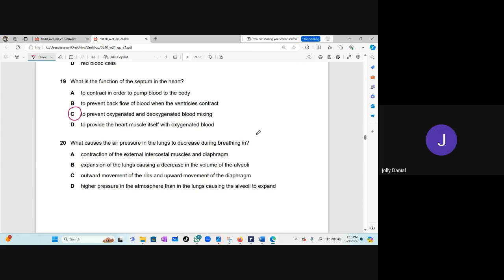A. Yes, I want you to pay attention to this question because we're talking about breathing in, inhalation. So we will contract the muscles, the diaphragm and the external intercostal muscles. The diaphragm will become flat, okay? And the external intercostal muscles will make the rib cage move up and out, up and out.